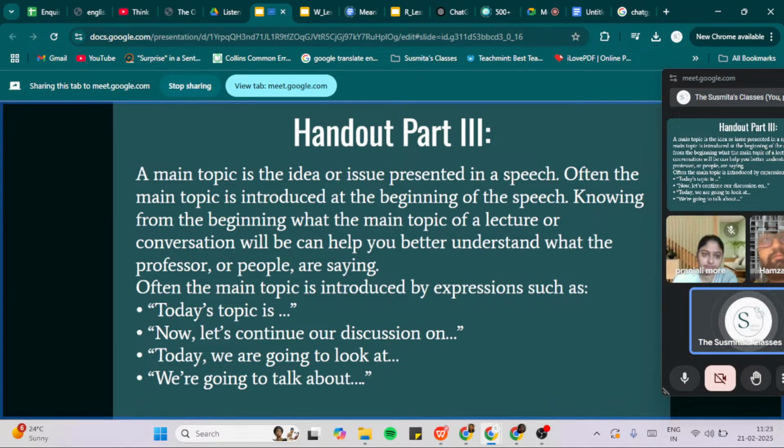Now, as we know, the main topic is the idea or the issue that the lecturer will be presenting in his lecture or the speech over here, correct? The main topic is introduced at the beginning of the lecture most of the time. The beginning of the lecture will tell you what the conversation is about, or if it's a lecture it will tell you about the lecture, which will help you understand what they are going to talk about in the whole task also.